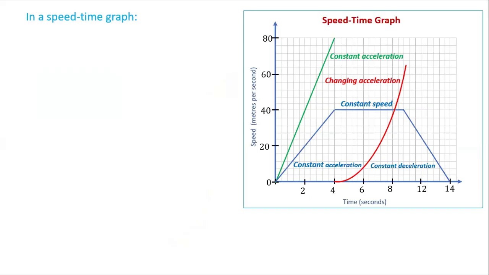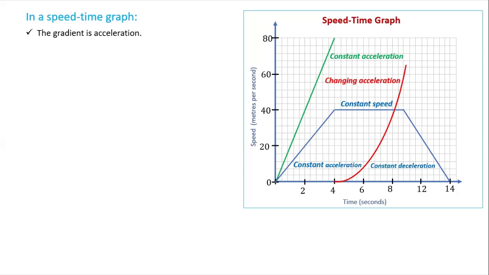In a speed-time graph, in this speed-time representation, the green line shows constant acceleration, the red curve shows changing acceleration, and the blue line, in its first part, shows constant acceleration, then the middle part is constant speed, after that constant deceleration.